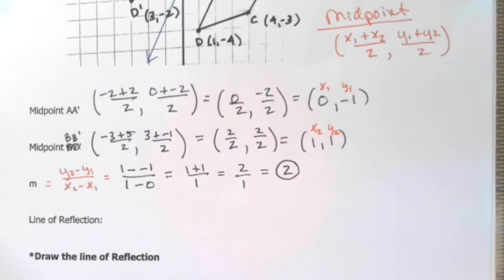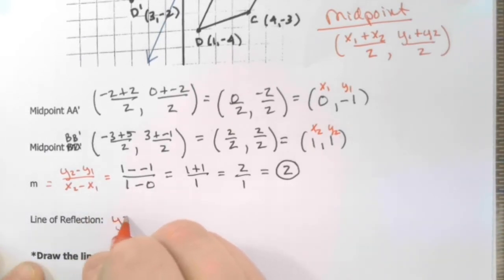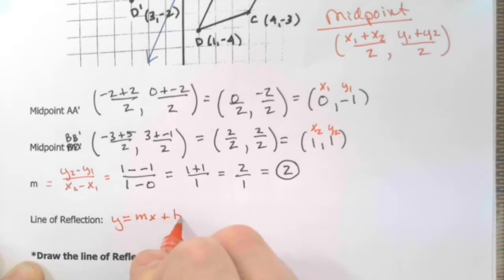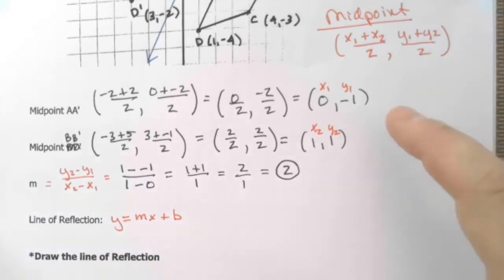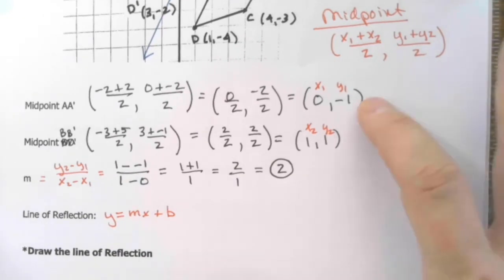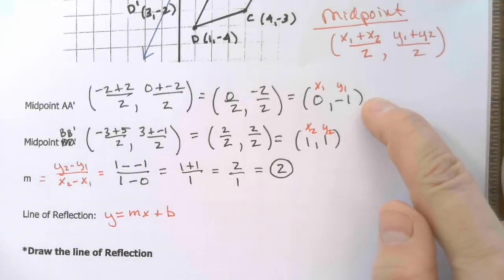Now, the format of a line of reflection is slope-intercept form. Y equals mx plus b. And in this form, you need the slope, which we have. You also need the y-intercept. Now, in this particular case, we lucked out, and we actually got the y-intercept here. The b is going to be a negative 1.